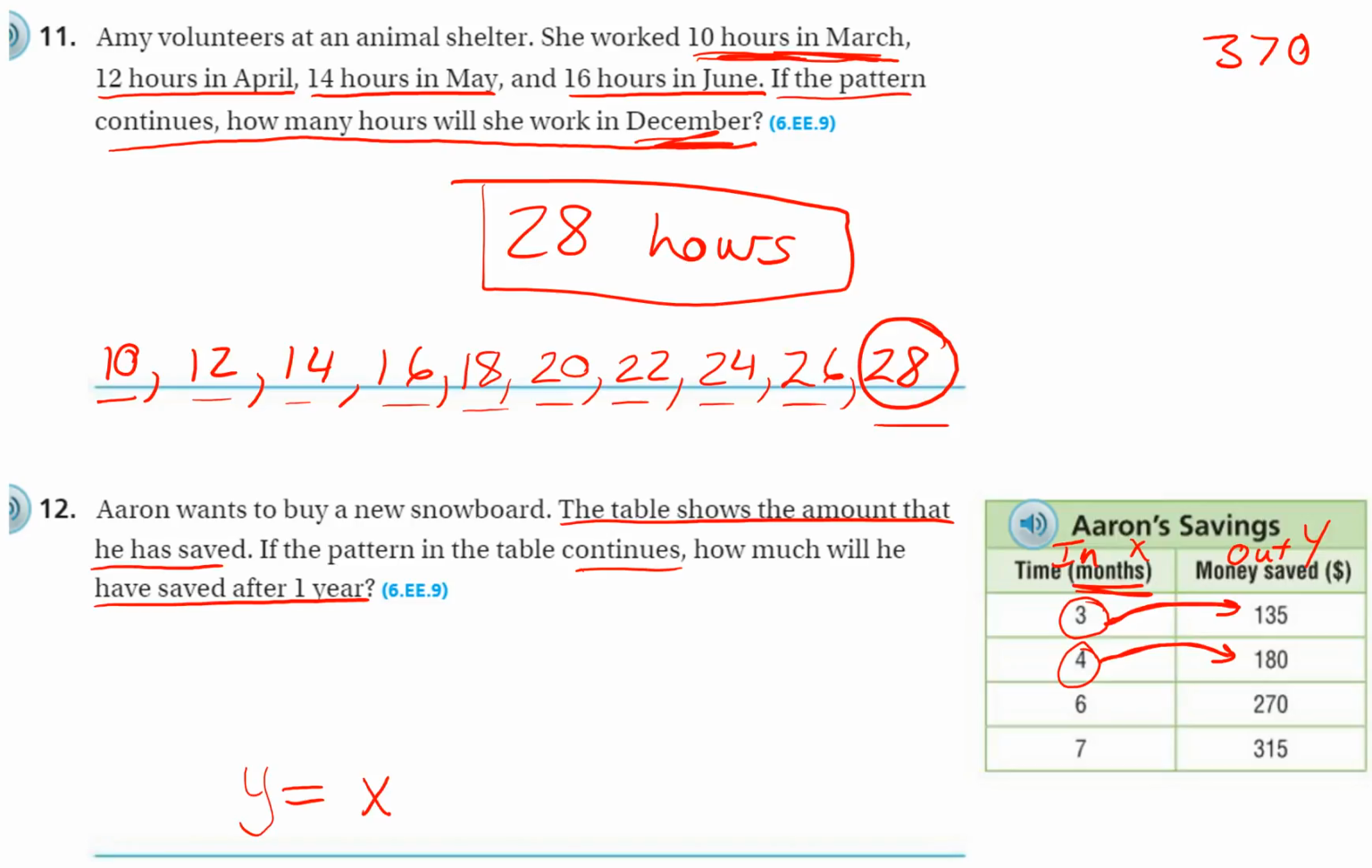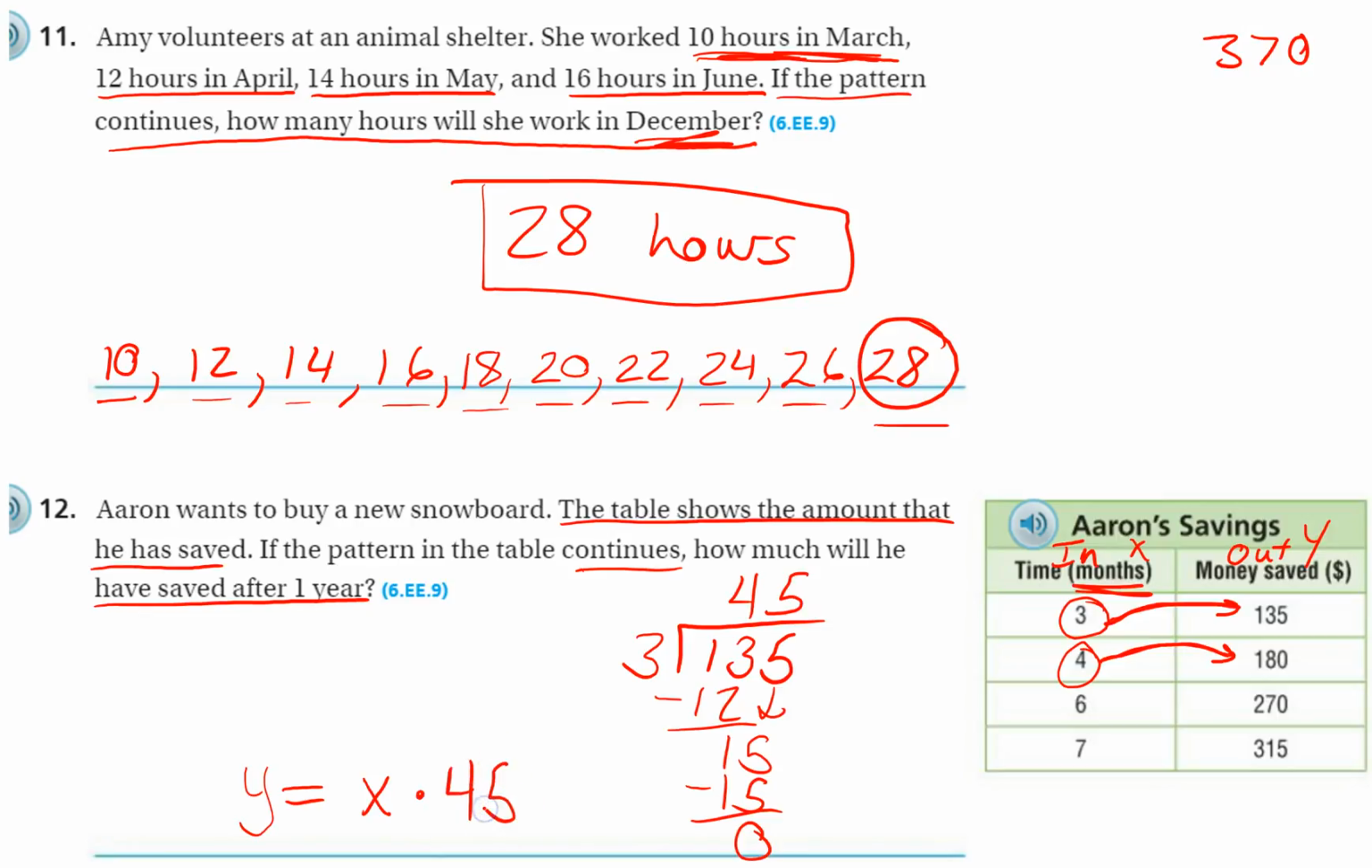So what can I multiply 3 by to get 135? Well, I could divide 3 into 135. 3 can't go into 1. 3 can go into 13 4 times. 4 times 3 is 12. Subtract gives me 1. Bring down my 5. 3 goes into 15 5 times. 5 times 3 is 15. Subtract gives me 0. So it looks like they're multiplying by 45. Another way we can write this is y equals 45x.